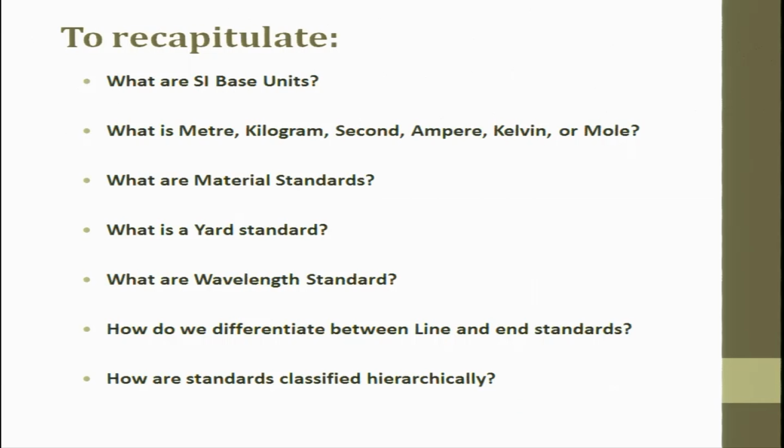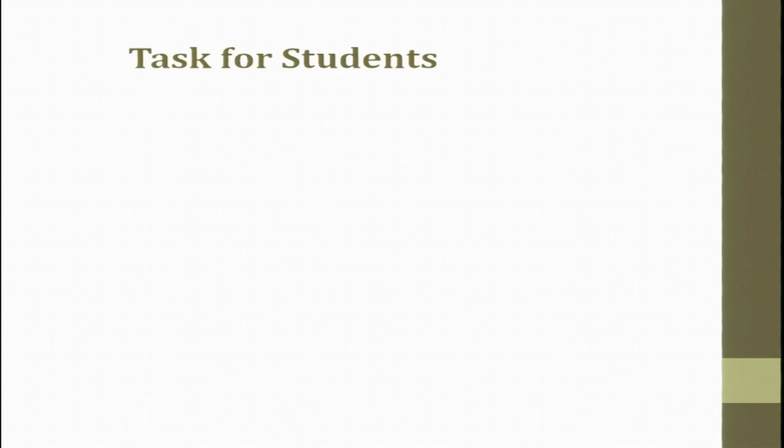So, to recap, whatever we have seen in this particular lecture is, we have seen first what are the SI base units, then the definitions for meter, kilogram, second, ampere, Kelvin and mole. Then we saw material standards, two different material standards, then yard standards, then wavelength standards, which is more common, and then how we differentiate line and end standards, and then the hierarchical classification of standards. Now, I have a question. So, take home there will be a question for the students.